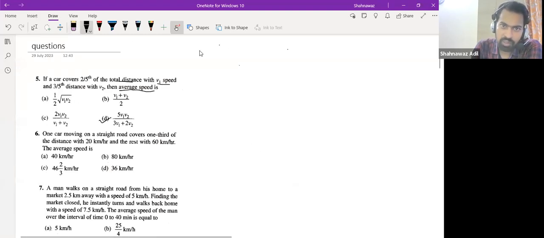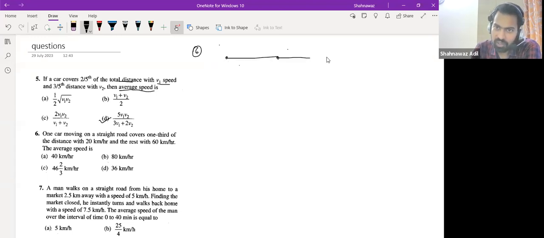Okay, so the next question, right? One car moving on a straight road covers 1/3 of the distance. So again, distance and speed are involved. We have A, B, and C. So 1/3 of the total distance, where the total distance is X. So how much should this be? 1/3 of the total distance, so 1/3 of X.